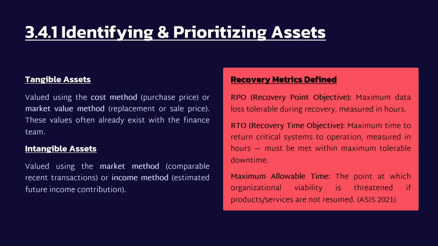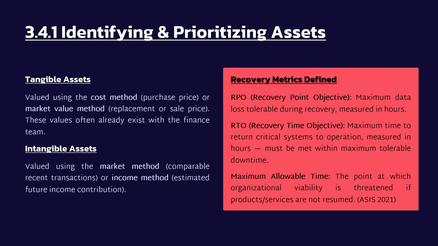Assets can be divided into tangible and intangible categories. Tangible assets include physical resources such as facilities, equipment, and infrastructure. These are often valued using replacement cost or market value methods. Intangible assets include items such as intellectual property, customer relationships, brand value, and future revenue contributions. Although they are less visible, these assets can be just as critical to business success.